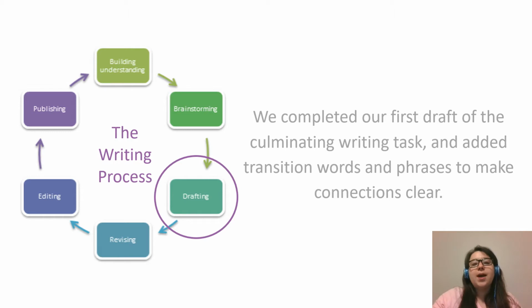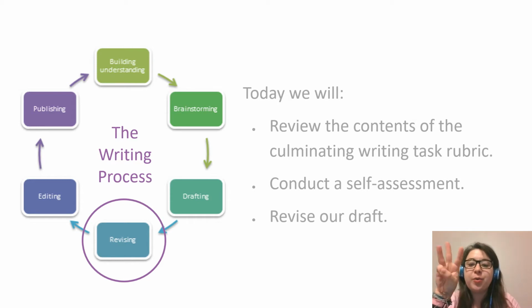Now, let's look at what you're going to be doing today. Thankfully, it's not too much, all right? So today we're going to do 3 things. The first thing is we're going to review the contents of the culminating writing task rubric. The second thing is we're going to conduct a self-assessment. And the third thing we're going to do is revise our draft.